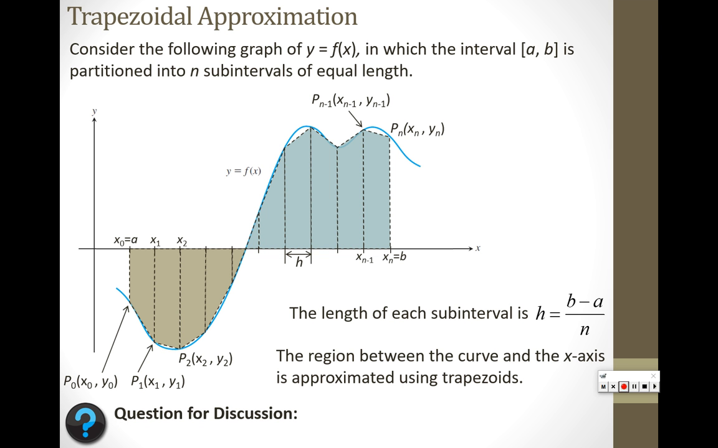Question for discussion. What happens in the fifth trapezoid? Let's see. Trapezoid 1, no problem. Trapezoid 2, no problem. Trapezoid 3, no problem. Trapezoid 4. Trapezoid 5 has a positive and a negative component to it within the same trapezoid. And actually, if you think back, that could maybe happen with the rectangles too. You're like, well, which one do we use?